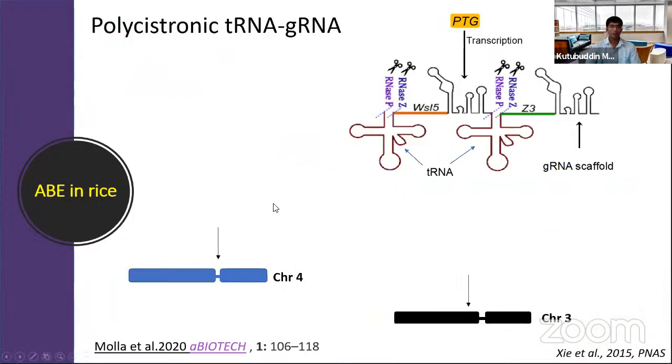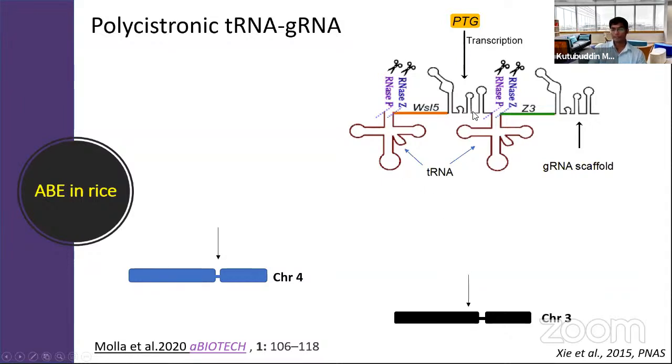So what we have done, as briefly mentioned by Dr. Solanke, is called the PTG system, the polycistronic tRNA-gRNA system. This was developed in Yang's lab. I was working in Yang's lab, and one of our earlier postdocs, Kevin Z, developed this wonderful technology, which is being followed worldwide. That's called PTG, or polycistronic tRNA-gRNA, for multiplex gene editing. Multiplex means in one go you can target more than one gene. Here our targets are two: one is WSL5, another is CEF3.